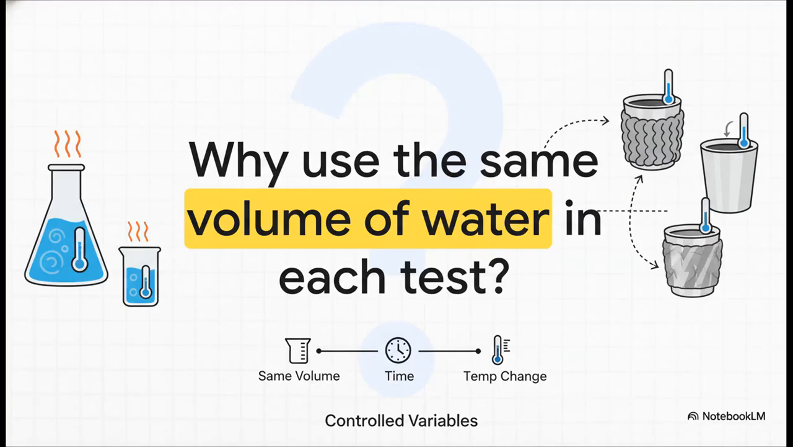A classic control variable question. So why use the same amount of water? Well, think about it. A bigger puddle of water has more thermal energy, so it's going to take way longer to cool down, no matter what you wrap it in. By using the same volume every time, you make sure the only thing you're really testing is the insulation material itself. It's all about making it a fair test.